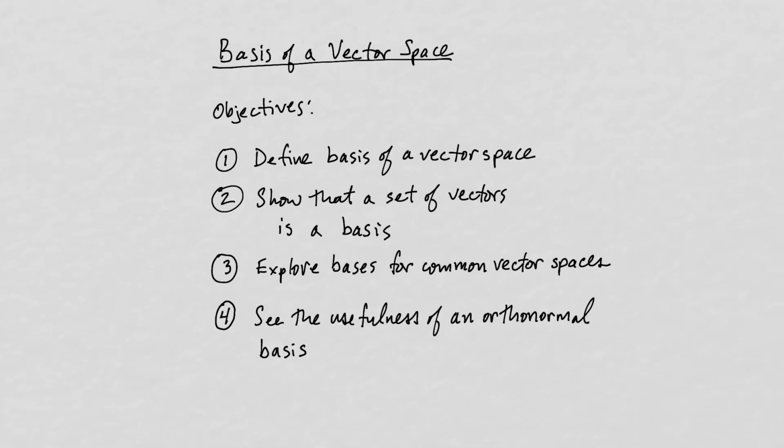Okay, we made it. We defined a basis for a vector space. We saw how to decide whether a given set of vectors is a basis. We saw some common bases for common vector spaces, and finally, the usefulness of an orthonormal basis, in particular, how easy it is to calculate the coefficients of linear combinations of vectors when you've got an orthonormal basis.